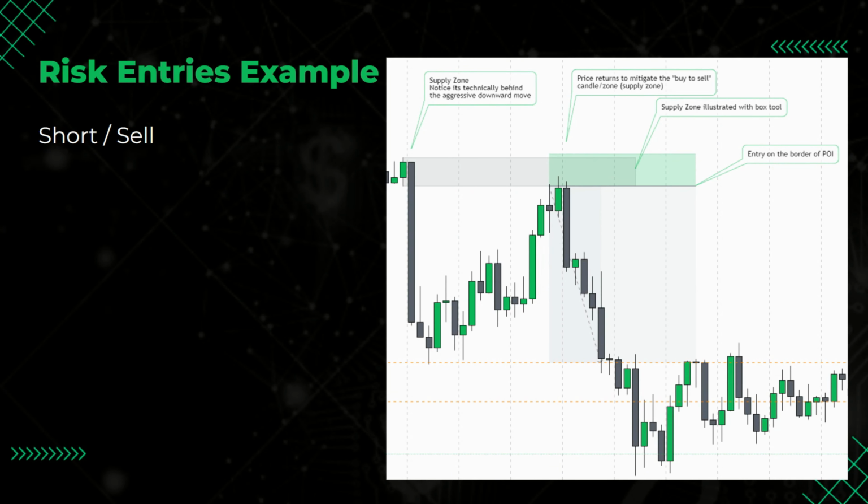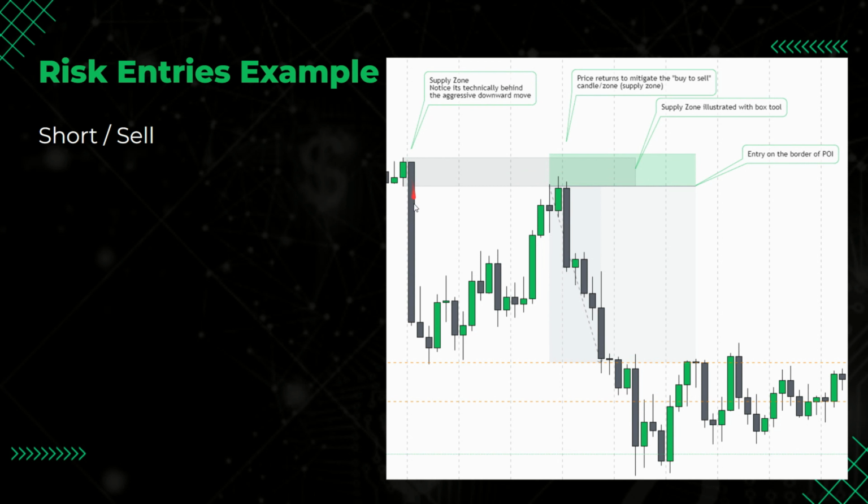So a few examples of risk entries. In this example, we're looking at a short, and as we can see here, we have the supply zone. And in the earlier videos, I talk all about supply zones and how to mark these and everything. So if this doesn't make sense to you, be sure to check out the videos before this episode in the 5-Step Forex free smart money concepts trading course. But here we have a supply zone, and this is marked by the gray box right here.